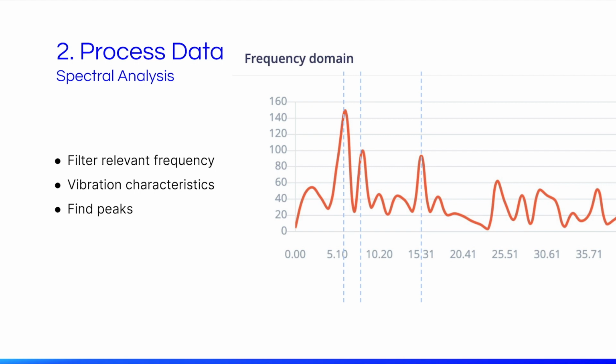And for each sensor you will get certain frequencies which are just not relevant to the motion that you're trying to analyze. And the goal is to filter those frequencies out. Within the remaining frequency range, it will try to find the peaks, and those peaks are the unique characteristics of the vibration that you're trying to detect.